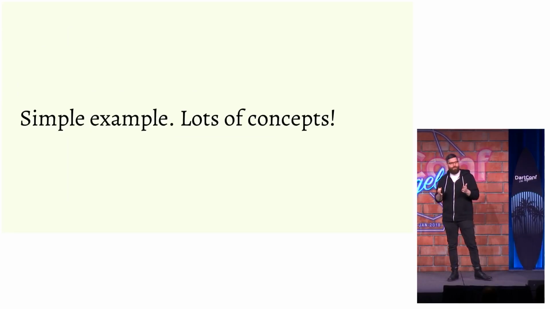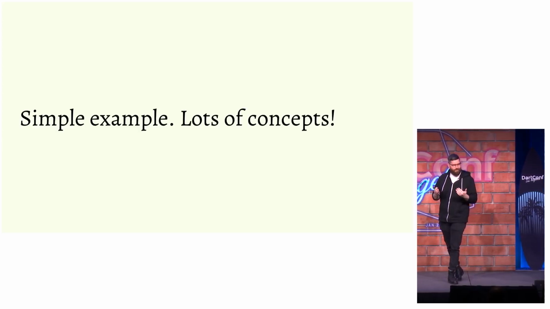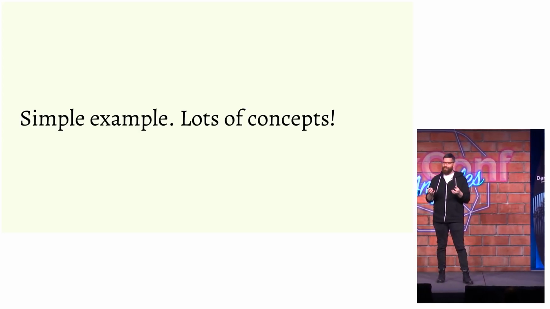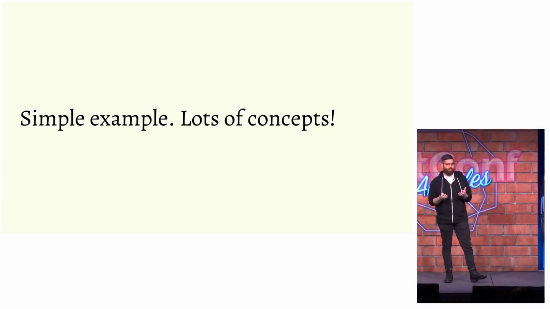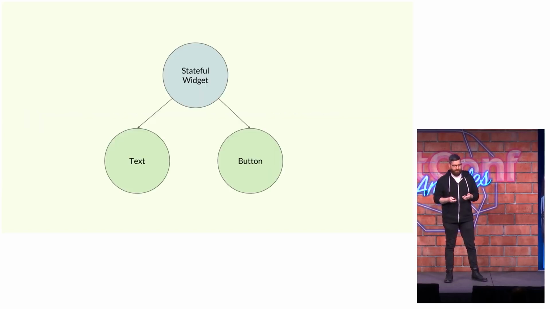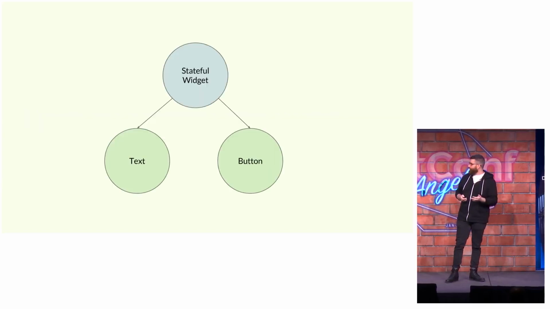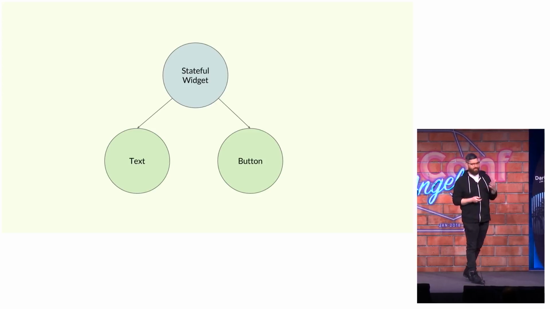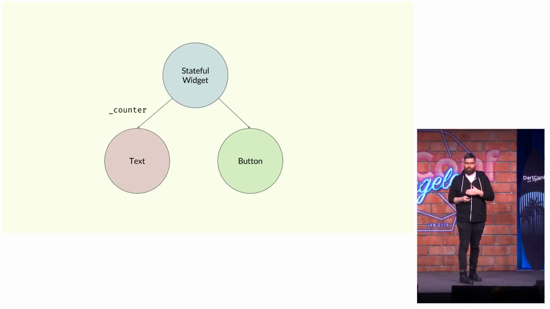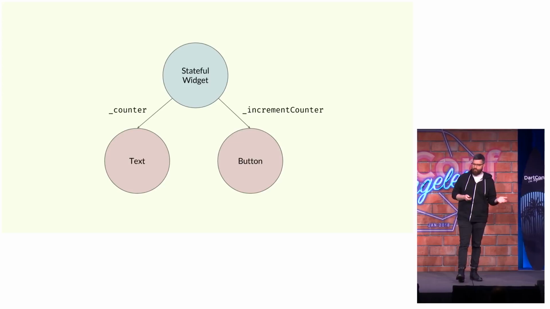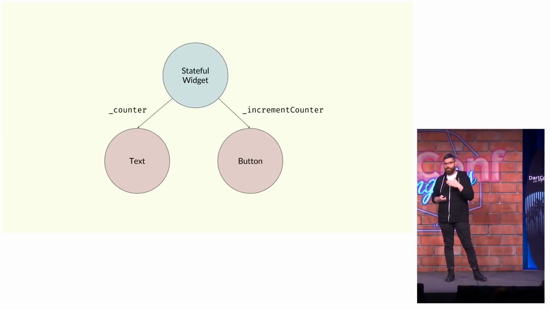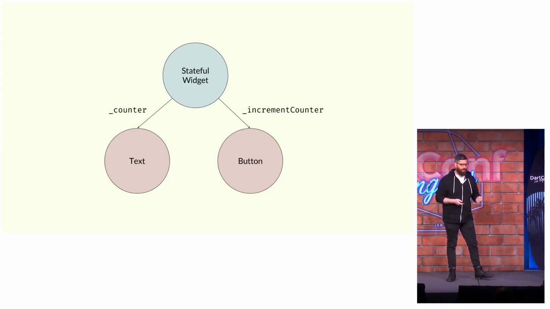So I think maybe some of you are thinking okay, that's a super simple example, but I actually think it has a lot of really interesting little concepts wrapped up inside of it. So, our widget tree at this point is really simple, right? We've got a stateful widget, and it's sort of handing some information off to a text widget, and a button. It's handing off the increment counter to a button widget.